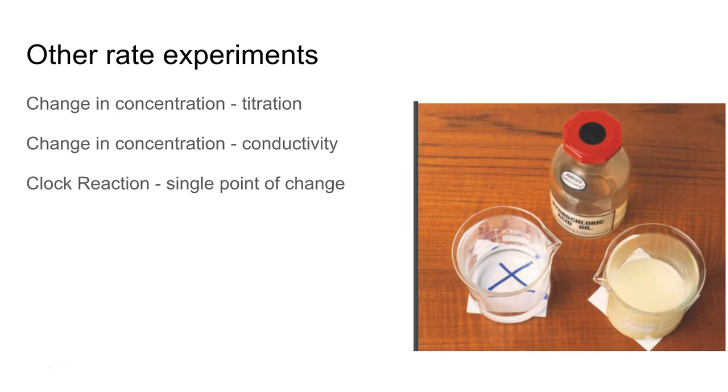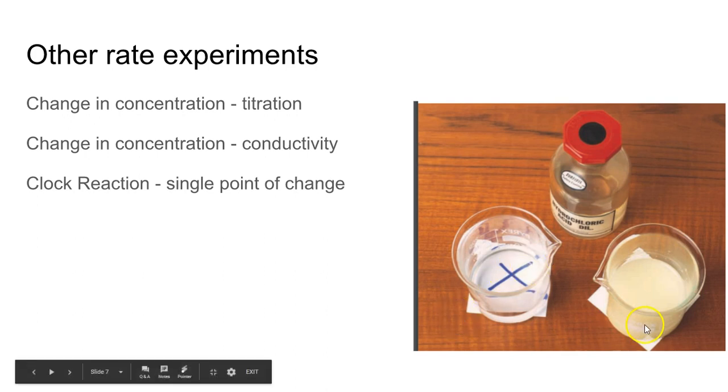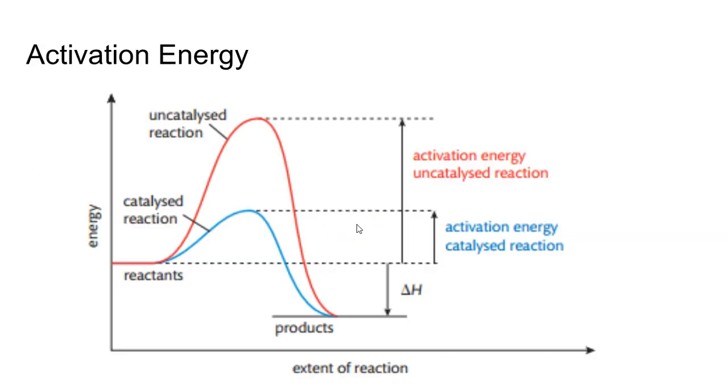You can also do a clock reaction, which we did in class, or the iodine clock reaction, where you are just timing until you get this single point of change. The example they give in your book is, they put these two solutions together and they measure the time at which you are no longer able to see the X at the bottom of that little paper at the bottom of the beaker.